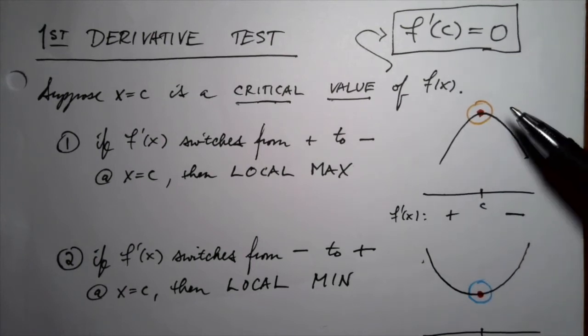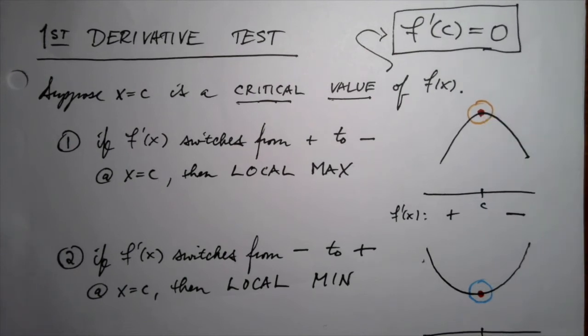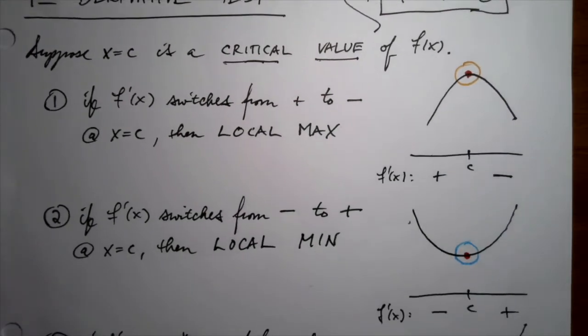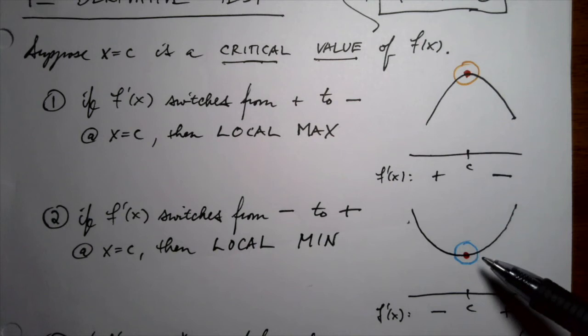If the first derivative is negative, we're decreasing. And in between, we must have kind of plateaued out at some mountain peak. We have a local max at such a point. Similarly, if the first derivative switches from negative to positive at a critical value, then we have a local min. So negative first derivative, we're decreasing.